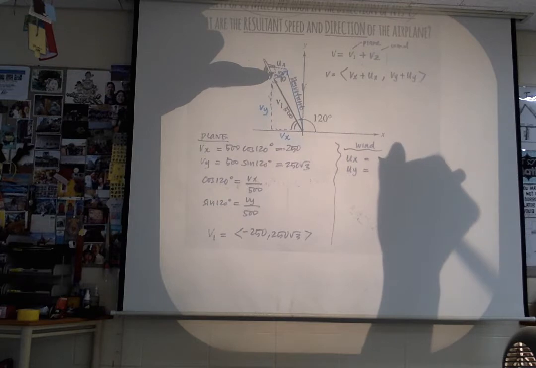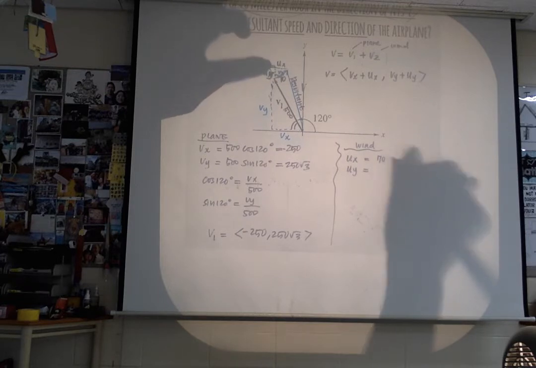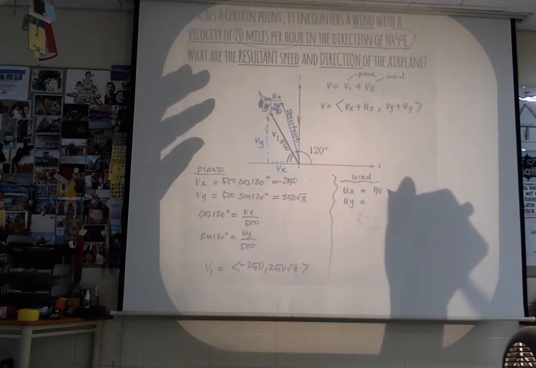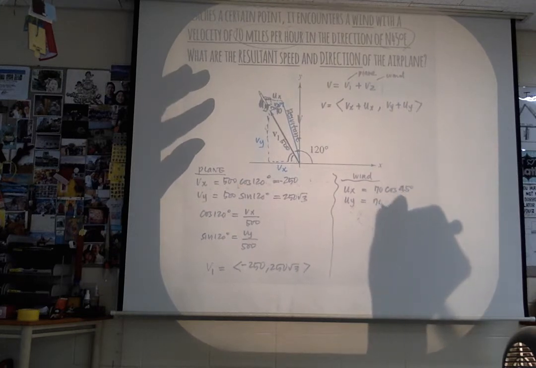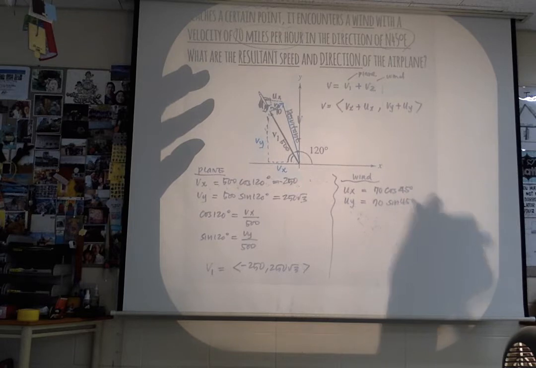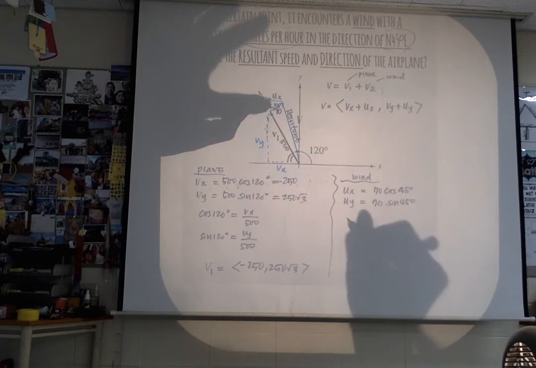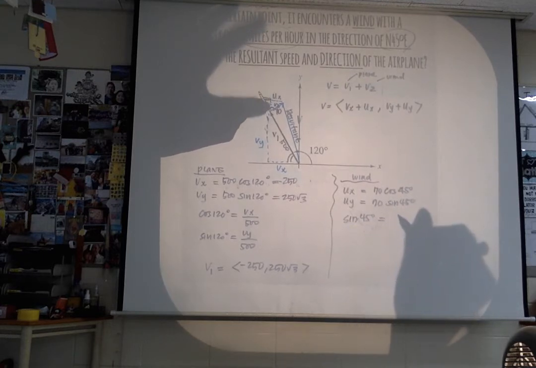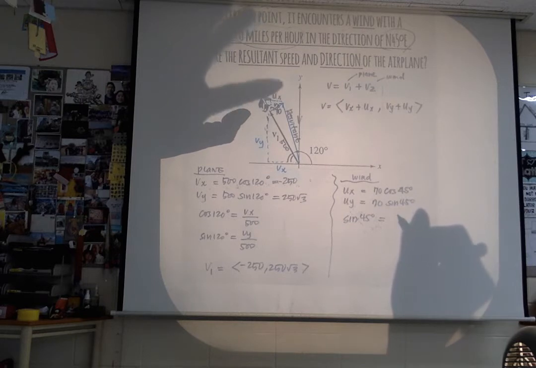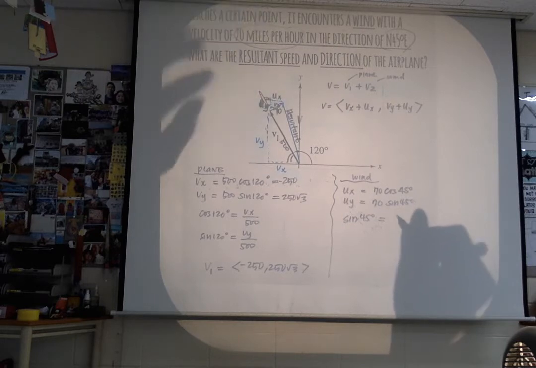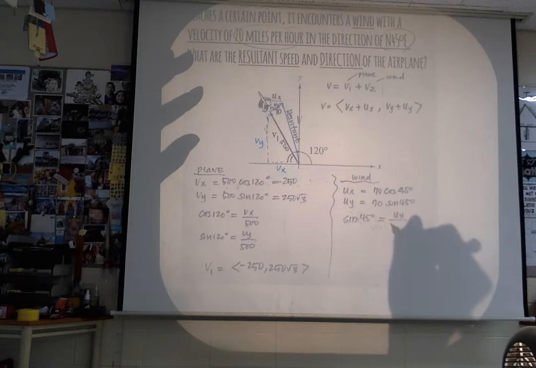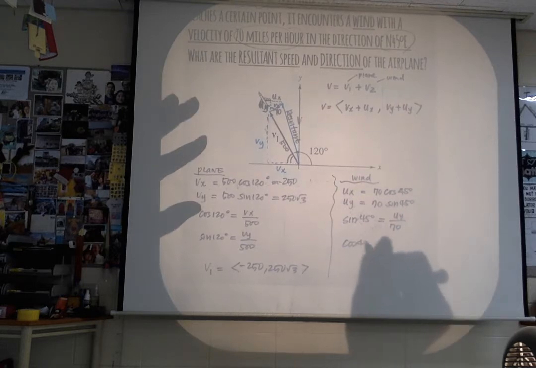You guessed it, right? It's going to be what? 70, because that's the wind speed. And it's going to be 70 cosine of 45 degrees, and 70 sine of 45 degrees. Check that out. Because it's a 45-45 triangle, sine is U sub Y over 70, and cosine of 45 is going to equal U sub X over 70.